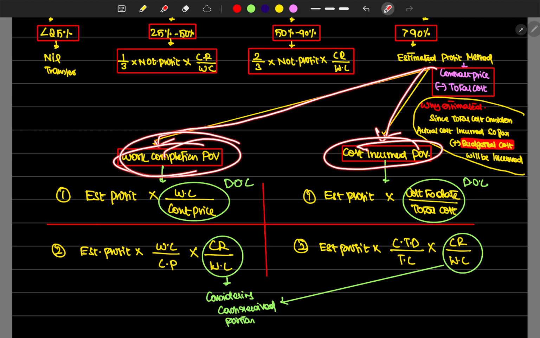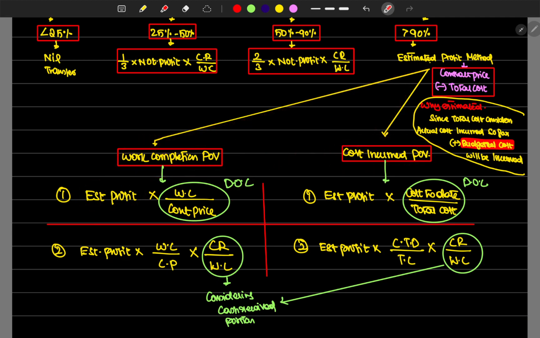There we are segregating it into two types, which are work completion perspective and cost incurred perspective. If it is work completion perspective, how much estimated profit can we take into our books? Estimated profit based on the degree of completion, which is work certified divided by contract price. Work certified is 90%, contract price would be 100%. Obviously 90% can be taken into the books of account in the P&L account.